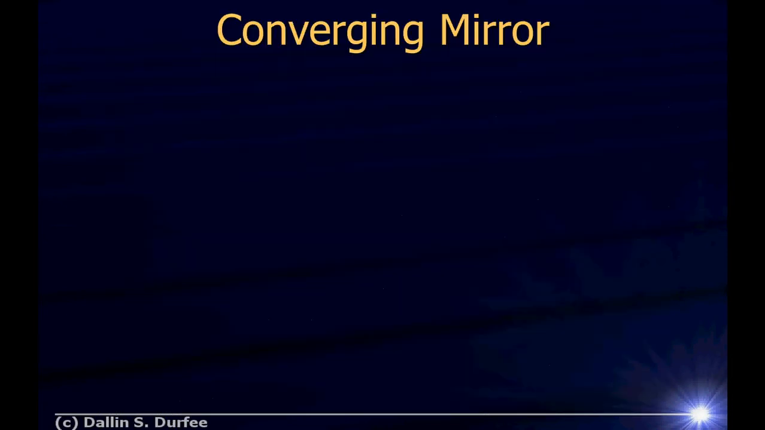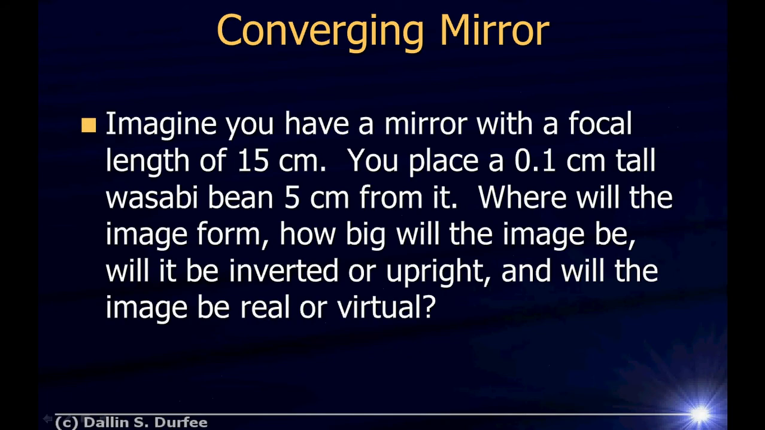Okay, now, converging mirror. Now let's imagine I have the same mirror, but I'm going to place my wasabi bean only 5 centimeters from it. Where will the image form? How big will it be? And so forth. So it's going to be the same problem, right? We're going to end up with Q is equal to 1 over F minus 1 over P to the negative 1. Only now we've changed what P is. P is now going to be only 5 centimeters.